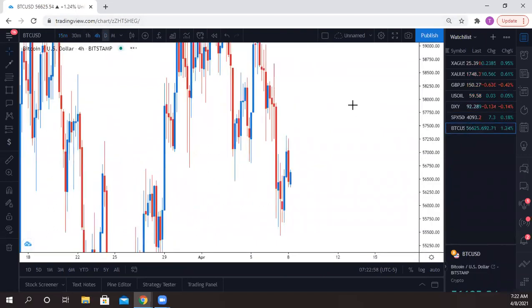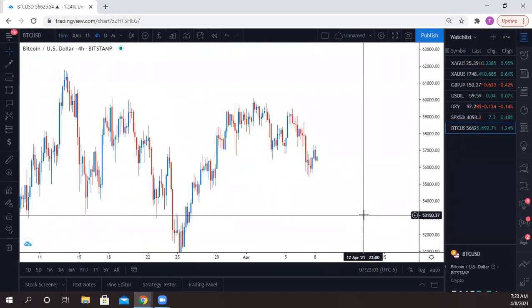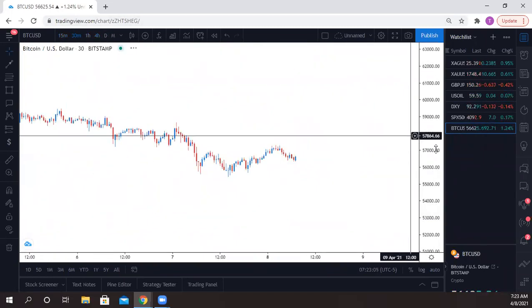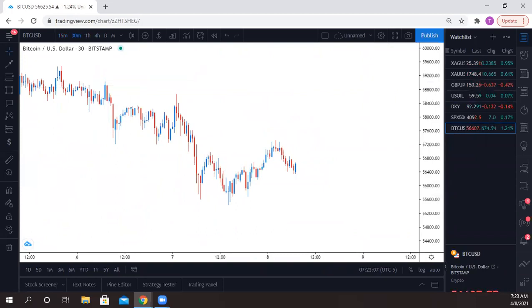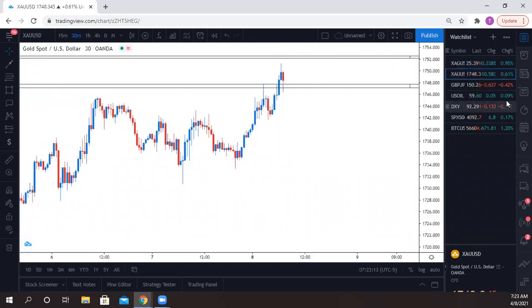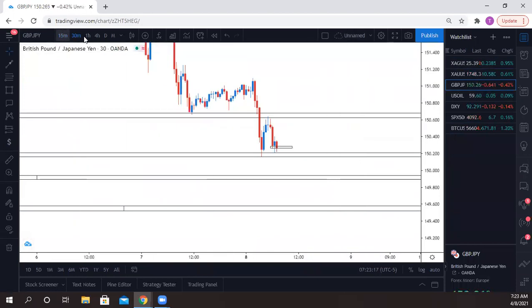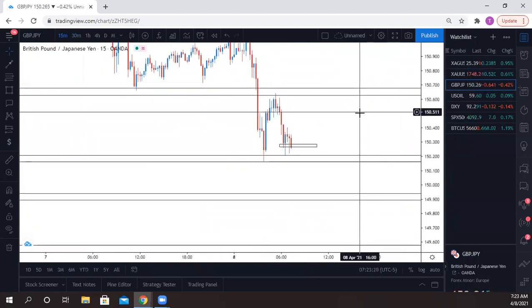Bitcoin's been having a big sell-off too recently. The only thing that I trade intraday is literally the same thing. I'll scalp gold and I'll scalp GJ, the pound yen. That's it. I won't trade anything else.